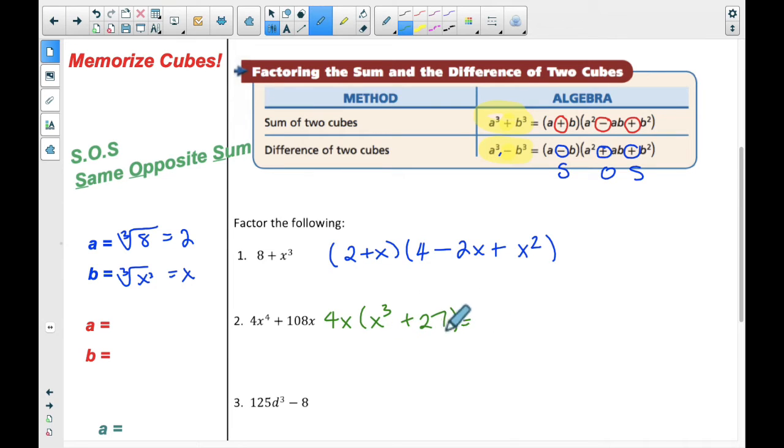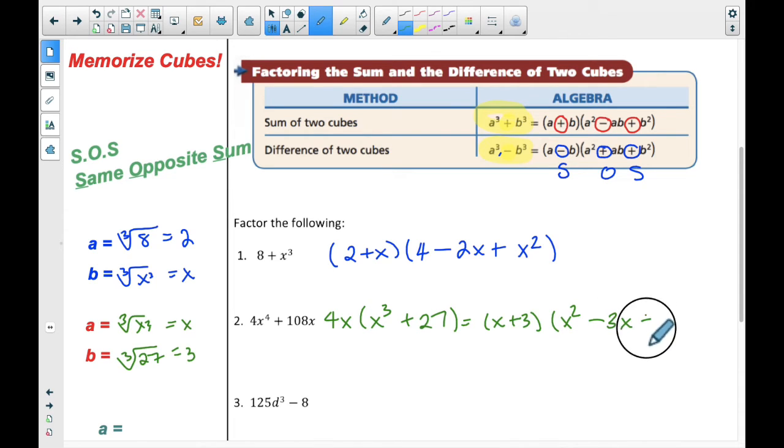Okay, now with what I have, my a is the cube root of x to the third, which is just x. And my b is the cube root of 27, which is 3. So this is still a plus, I'm going to go a plus b. That is x plus 3. And then a squared is x squared. And it's a plus, so I go same and then opposite. And this is 3x. And at the end is the sum, which is plus 9, because 3 squared is 9.